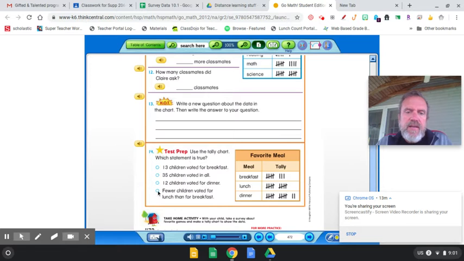And then the test prep question is just filling in a multiple choice. Use the tally chart. Which statement is true? So check each one. There's only one of these that are true and fill it in. All right? Keep it up. Tally marks and graphs. This whole chapter is really fun. We're going to start making some graphs, doing some things. I'll let you guys do some things in Sidewalk Chalk probably a couple days.